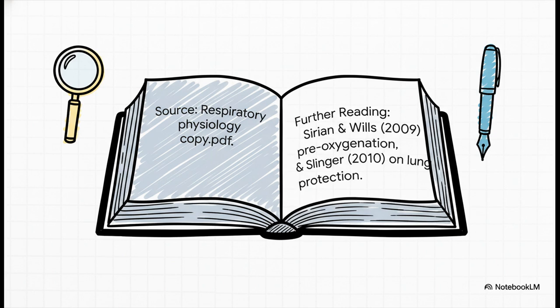The stuff we've covered comes from the core respiratory physiology text you see here. But if you really want to take your understanding to the next level, I highly recommend the articles by Surian and Wills on pre-oxygenation and the one by Kilpatrick and Slinger on lung protective strategies. They are fantastic papers that will really cement what we've talked about today.